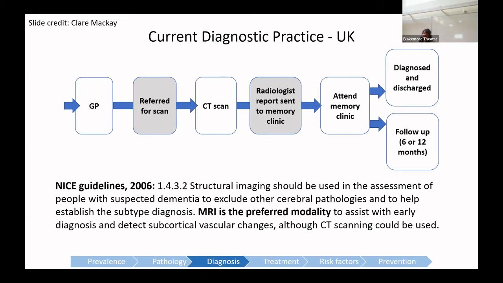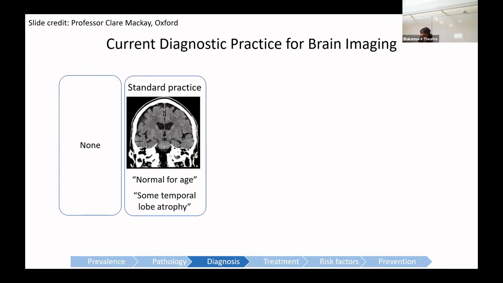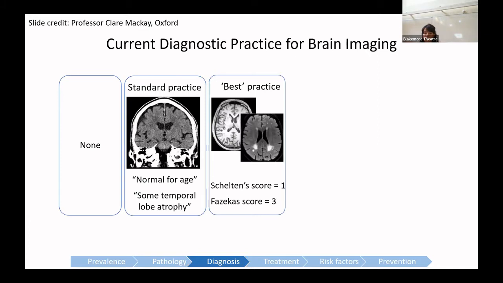Now, the NICE guidelines say that for the imaging scan that patients are supposed to get to help with diagnosis, the preferred modality is MRI, and that's magnetic resonance imaging. But they also say CT scanning could be used, and depending on where you are in the country, you can get various different types of scans to assist with the diagnosis. So depending on which NHS trust you're seeing, you could get no brain scan to assist with diagnosis. You could get standard practice, which is a CT scan, which is a low contrast scan. And really what you can tell from this scan is that, okay, this brain looks normal for age, or there's some temporal lobe atrophy. You could get the best practice according to the NICE guidelines, which is an MRI scan.